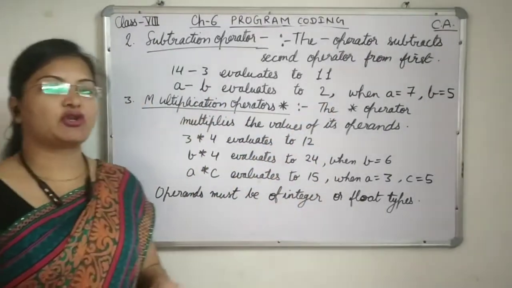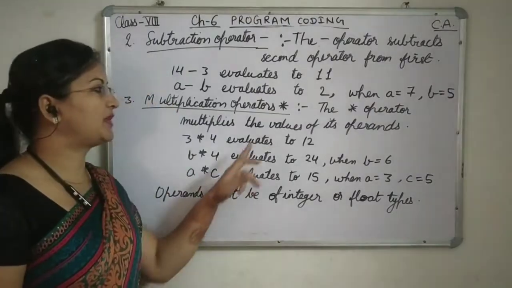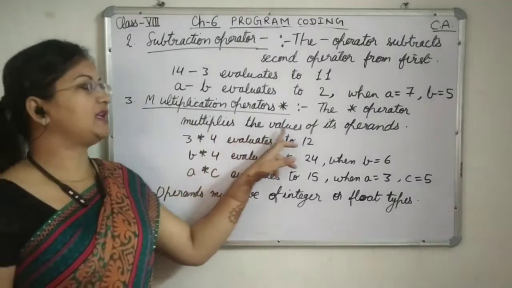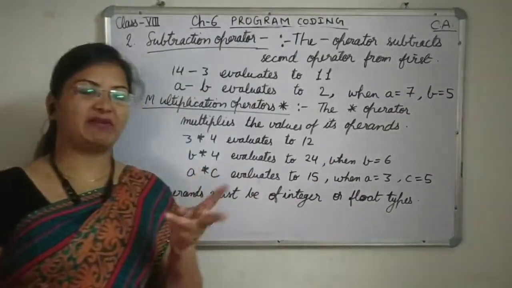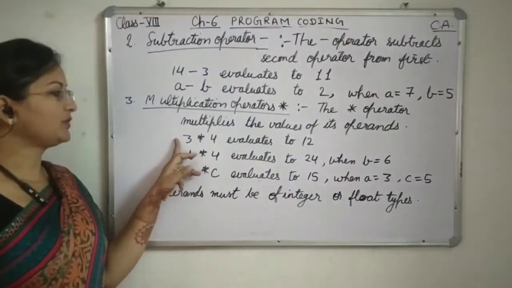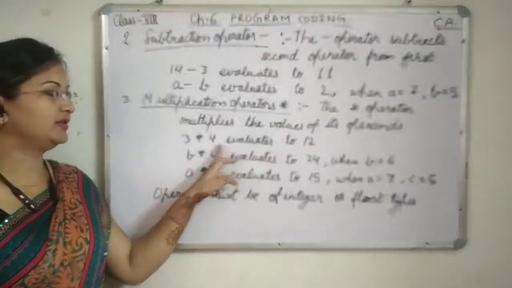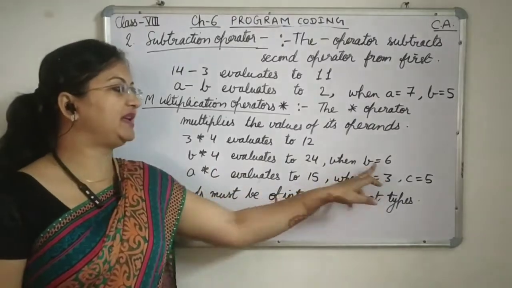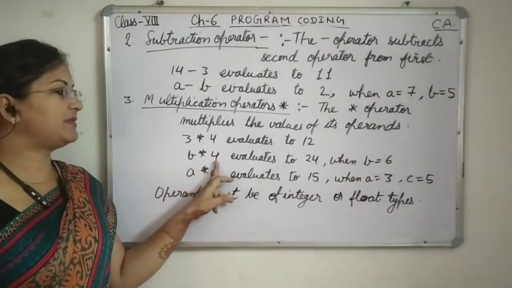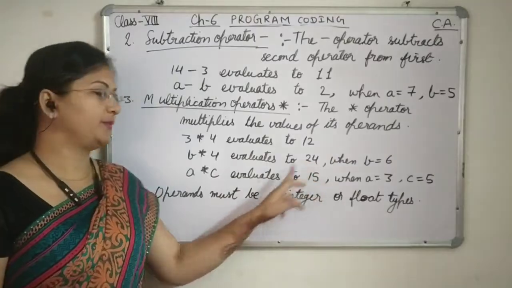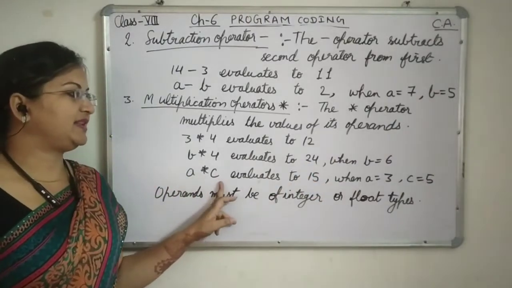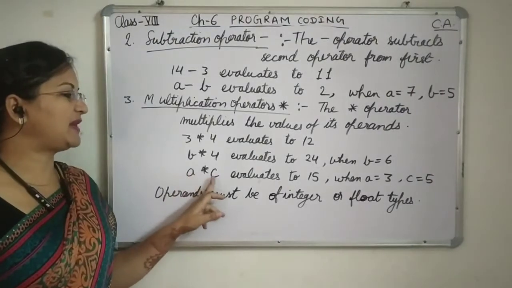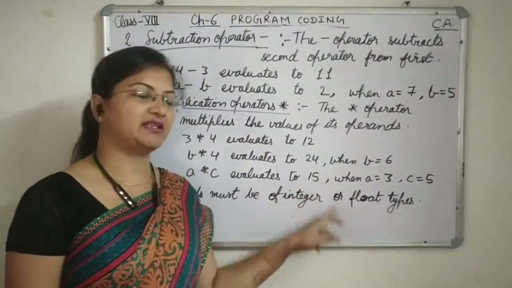Now the multiplication operator. This is the third type of binary operator. There will be an asterisk symbol. This asterisk operator will multiply the two values of the operands. Both values will be multiplied. So 3 multiplied by 4, 3 4s are 12. B multiplied by 4. Now what is B? B is 6. So 6 multiplied by 4, 6 4s are 24. Now A multiplied by C. A is 3 and C is 5. So 3 multiplied by 5, 3 5s is 15.